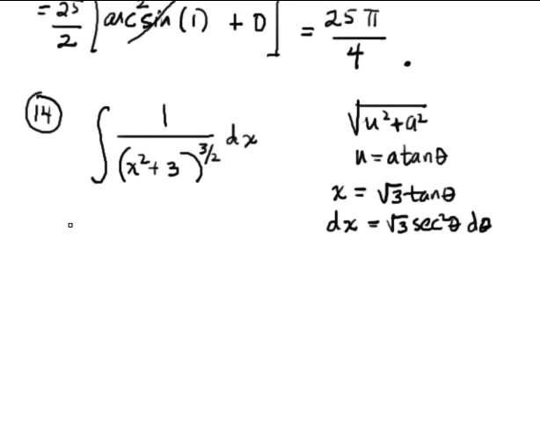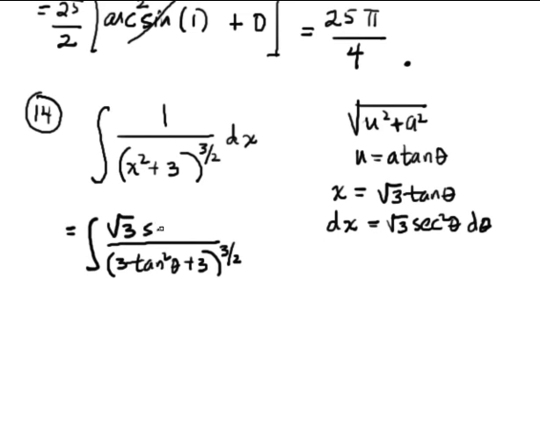All right, so let's go ahead and do our substitution. X squared, that's 3 tan squared theta, plus 3. And for dx, we have square root 3 secant squared theta d theta. Okay, I'm going to just take out that square root 3.